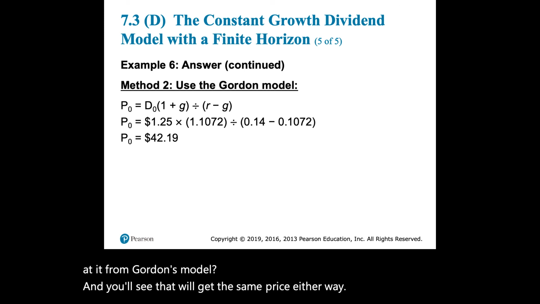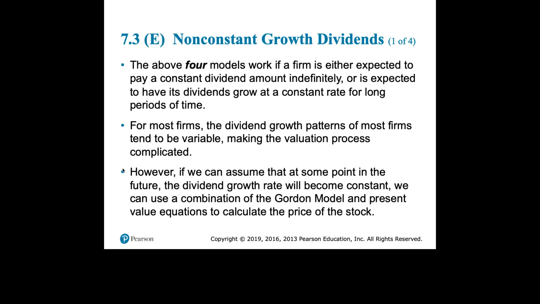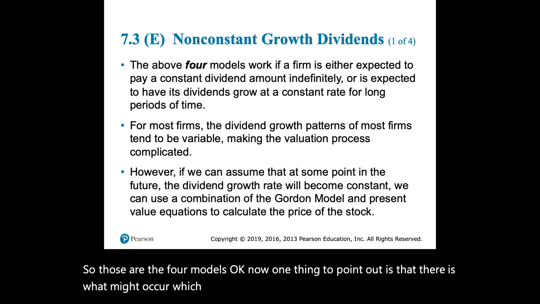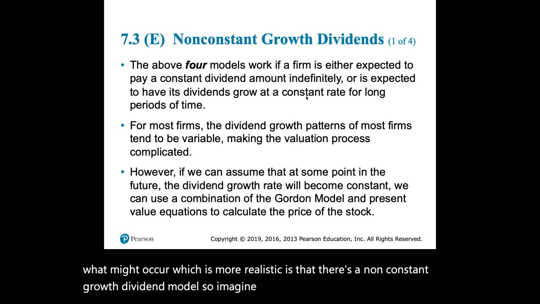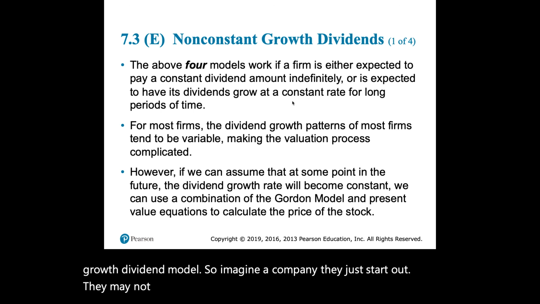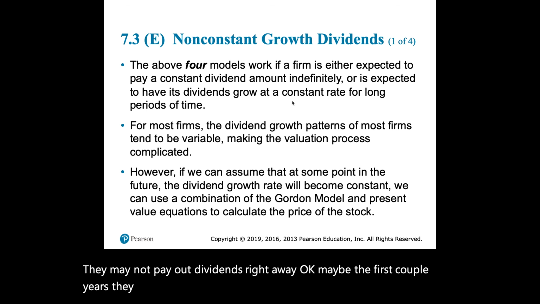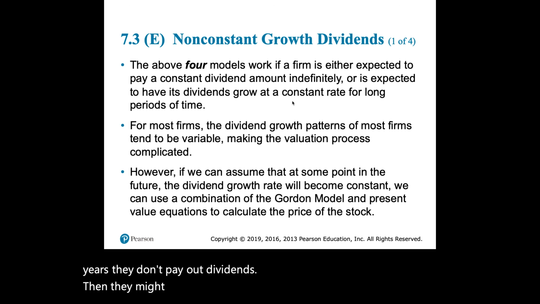So those are the 4 models, okay? Now, one thing to point out is that what might occur, which is more realistic, is a non-constant growth dividend model. So imagine a company, they just start out, they may not pay out dividends right away, okay? Maybe for the first couple of years they don't pay out dividends. Then they might be paying out dividends for the next 5 years with a growth rate. And then finally, after that 5 years, they might consider to pay a flat rate or a constant rate moving forward forever.